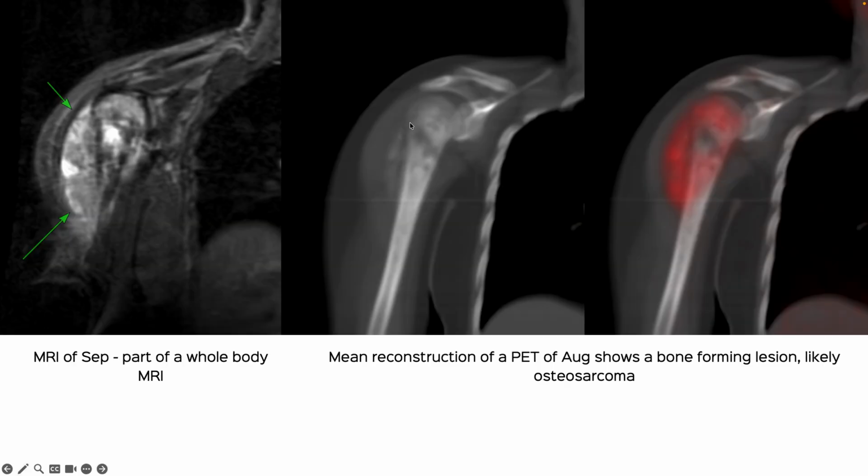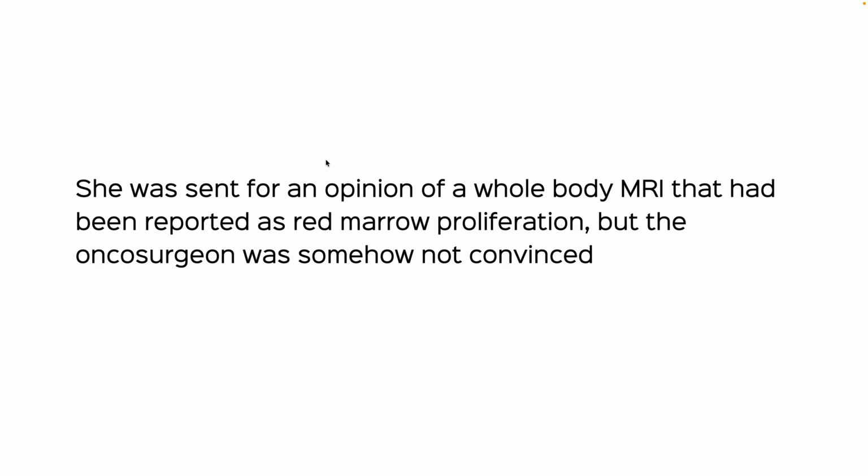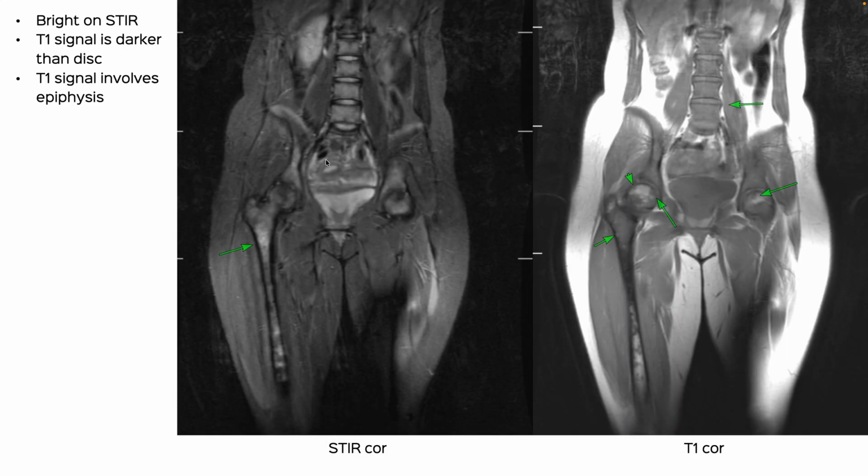That's a bone forming lesion, most likely another focus of osteosarcoma. But at the time, she had a PET, there were some findings on the PET, and then she had a whole body MR, and she came to me for an opinion on this whole body MR that had been reported as red marrow proliferation, but the orthopedic oncosurgeon was somehow not convinced.